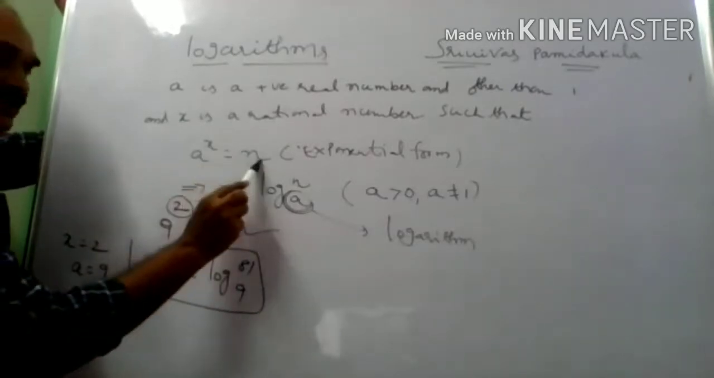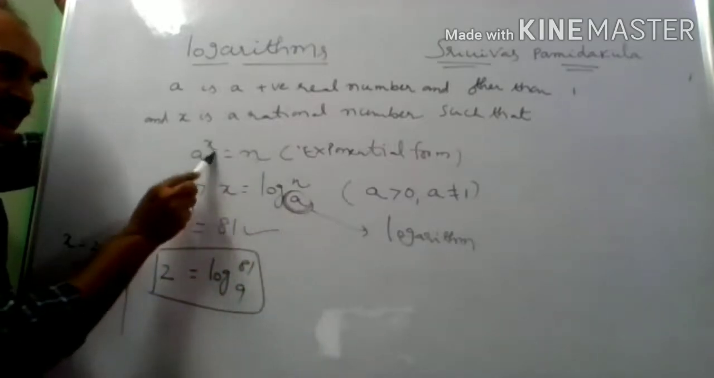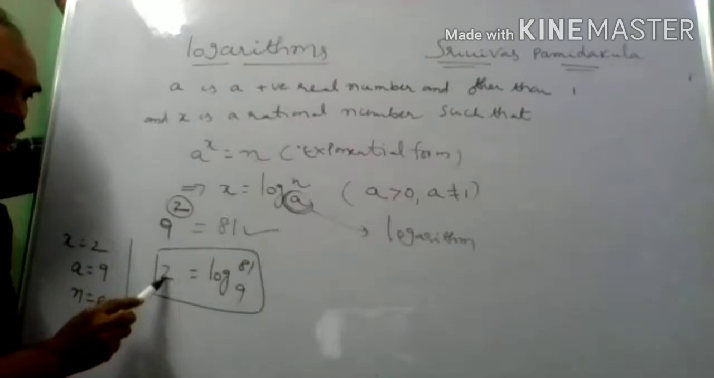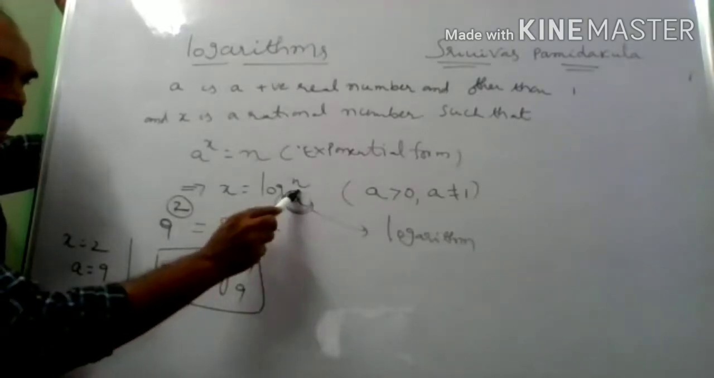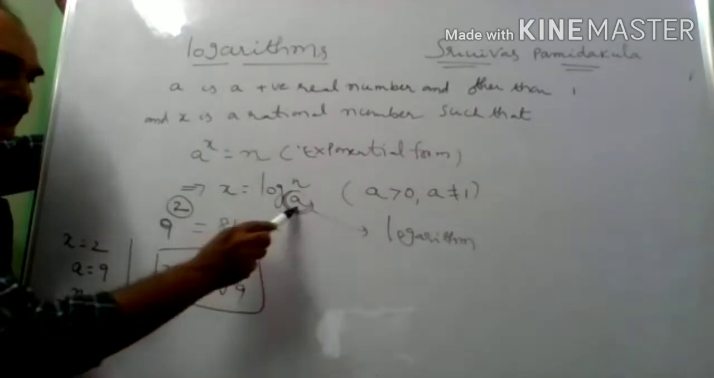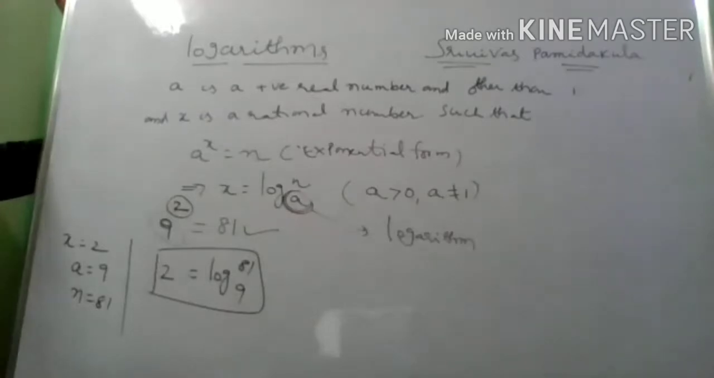Friends, a power x is equal to n. The formula is x is equal to log n to the base a. What is x? In this problem, x is equal to 2. So 2 is equal to log n, n is 81, to the base a. A is 9. So 2 is equal to log 81 to the base 9.